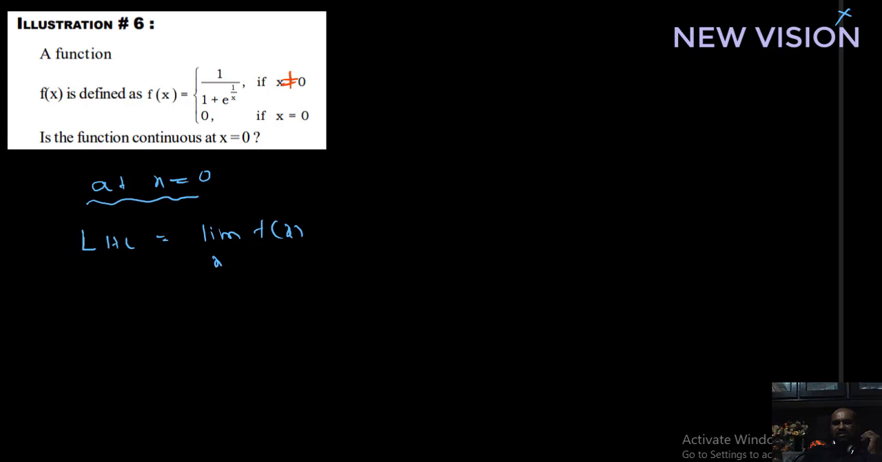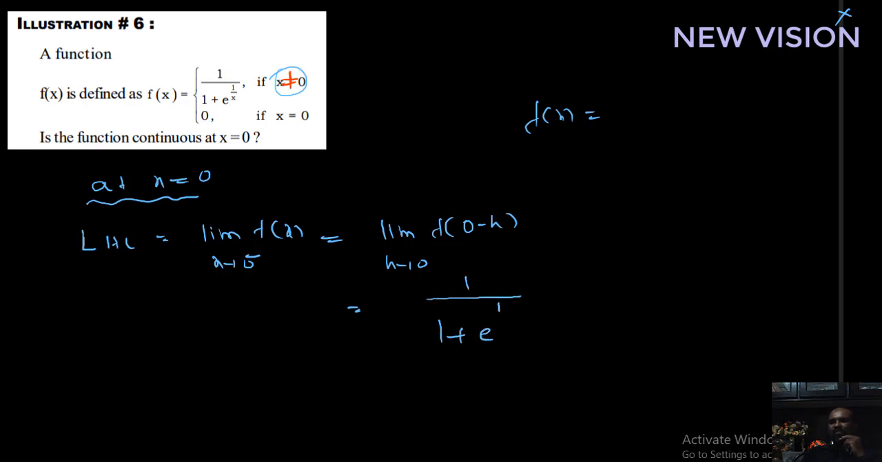f of x is tending to 0 minus. By the definition, I can write the limiting value of f of 0 minus h, h tending to 0. So now we want to identify the functional rule for the values of x less than 0. For less than 0, this only is the rule. So I write 1 by 1 plus e power 1 by 0 minus h, limiting value h tending to 0.